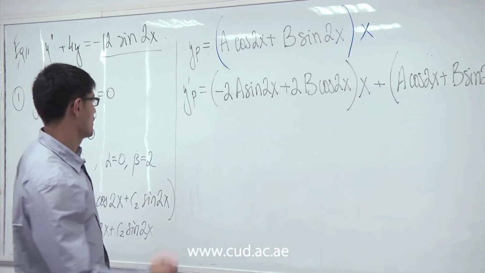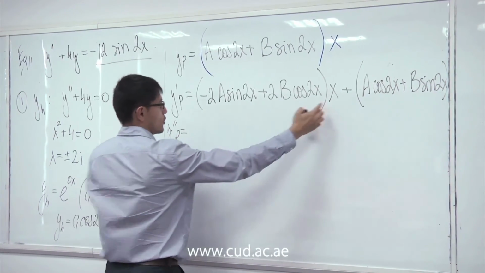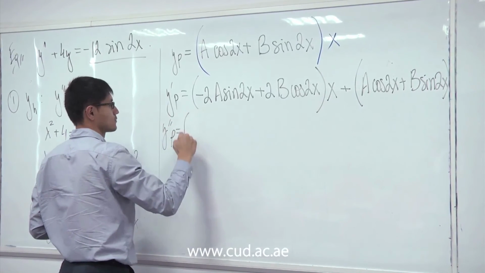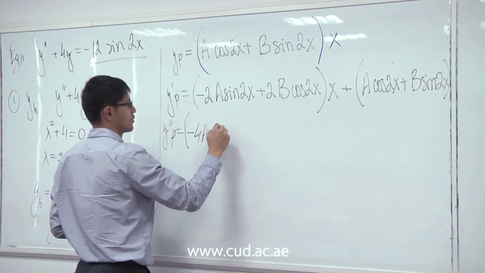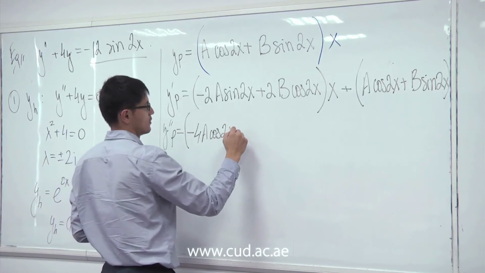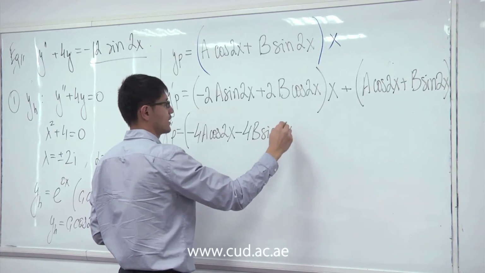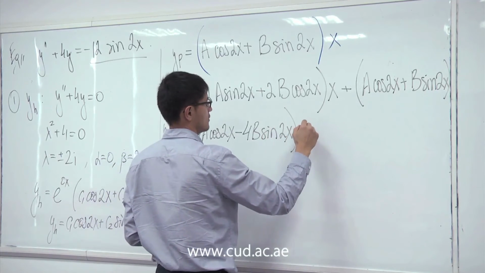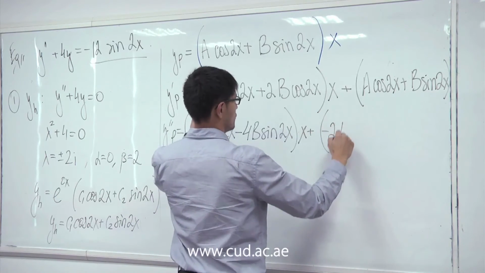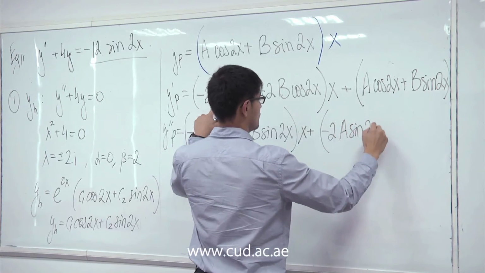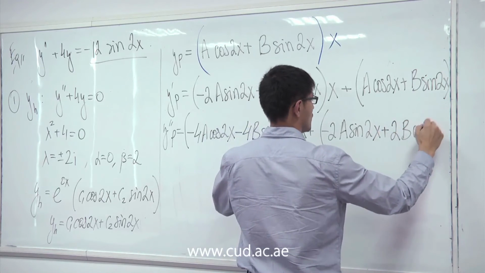So that's our derivative. And then we have to take the second derivative. Again, for this term, I have to use the product rule. And by the product rule, we'll get negative 4a cos 2x, negative 4b sine 2x, plus, times x, plus negative 2a sine 2x, plus 2b cos 2x.